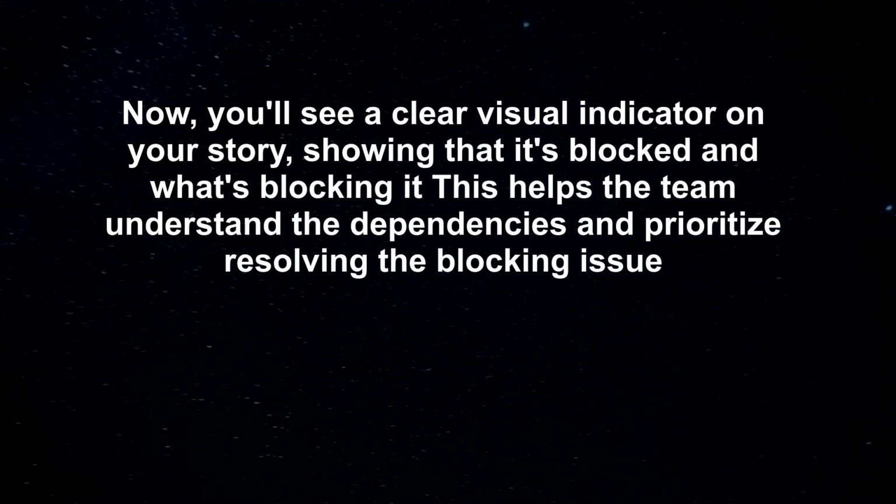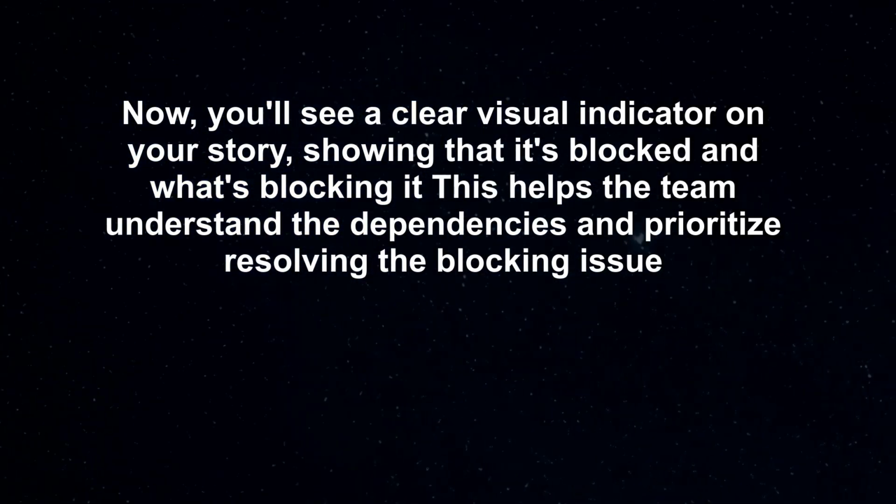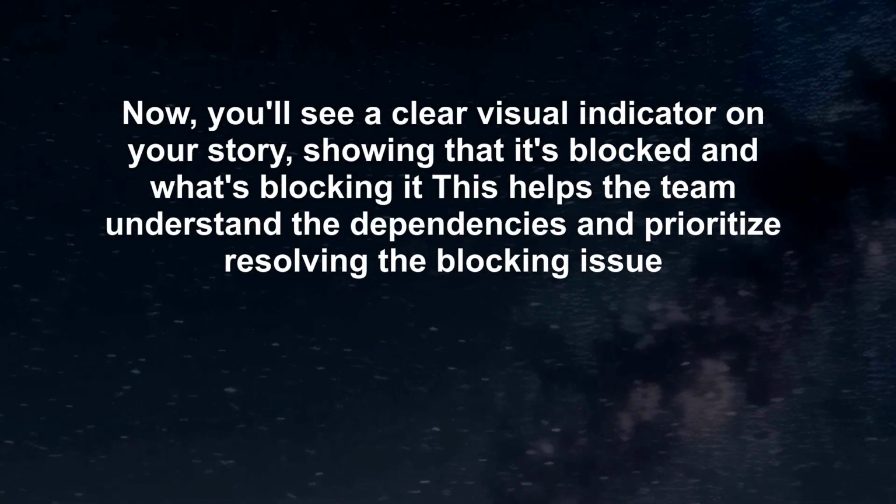Now, you'll see a clear visual indicator on your story, showing that it's blocked and what's blocking it. This helps the team understand the dependencies and prioritize resolving the blocking issue.